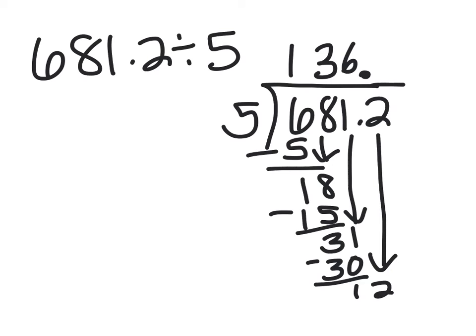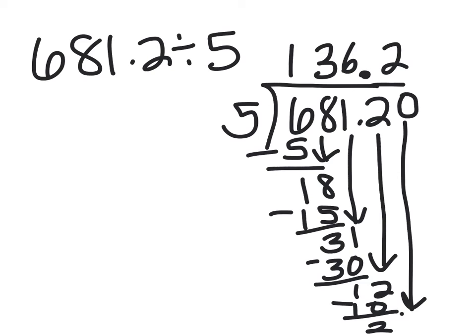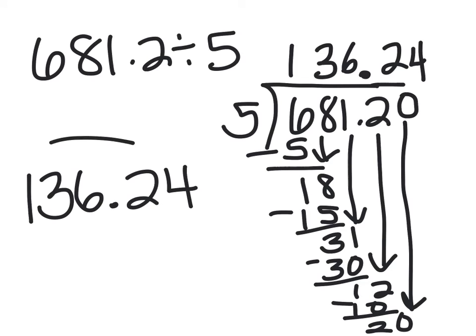How many times does 5 go into 12? That answer is 2, which is 10. Subtract and get 2. And then finally, because we cannot have a remainder, I need to add an extra 0. Bring that down. How many times does 5 go into 20? And the answer is 4. So the correct answer to this problem is 136, because 4 times 5 equals 20, and 24 hundredths.